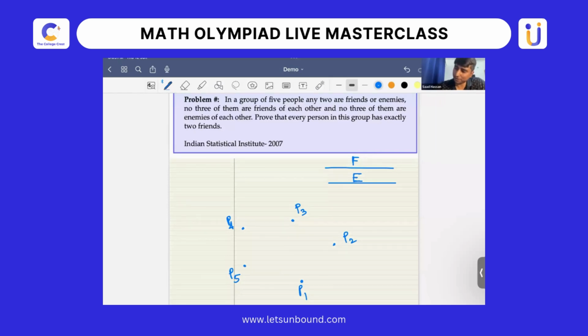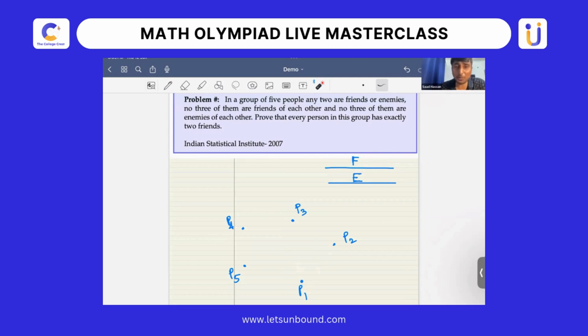So if I were to join P1 and P2 using the line E, it means that P1 and P2 are enemies. If I were to join P1 and P2 via a line, and if the line reads F, then it would mean that P1 and P2 are friends. So I'm hoping that my direction of attack is clear.